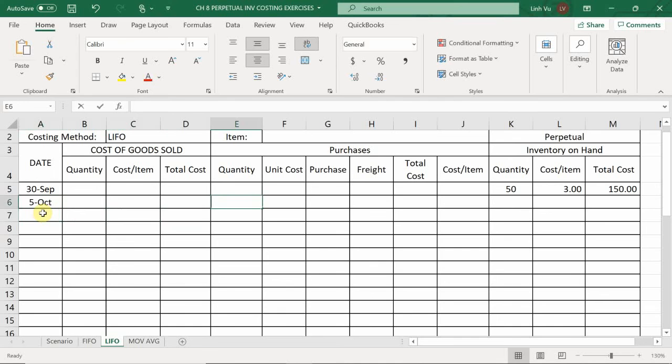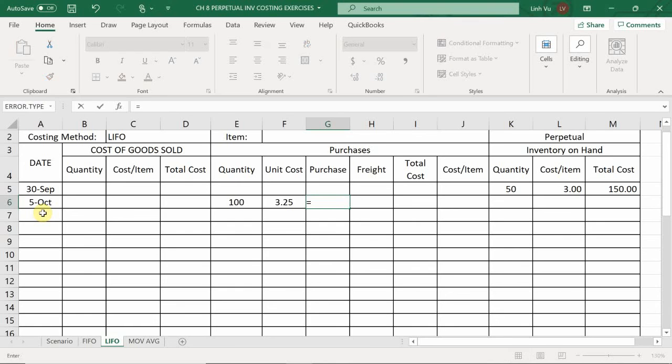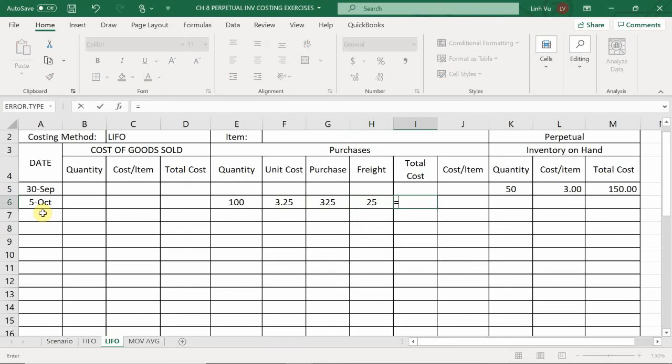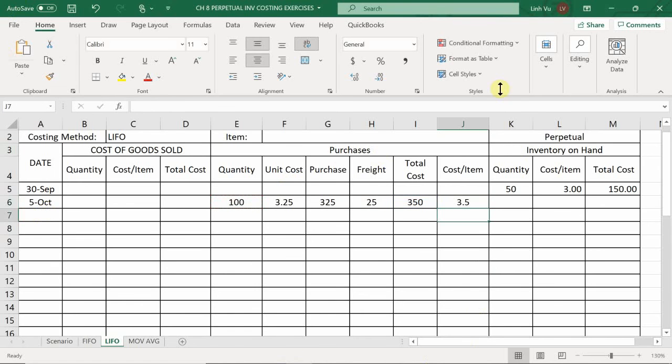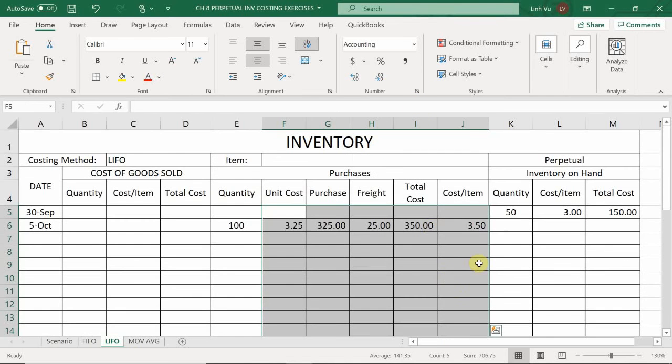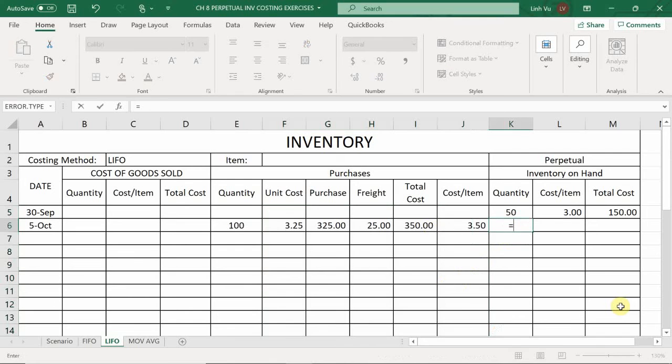Total purchase is 325, and then after freight it's 350. Good, 350, bringing your total cost per item to be $3.50. Carry this amount into your inventory on hand.